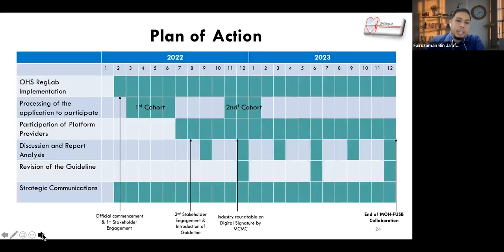For our plan of action, this is just an overview for 2022 and 2023. In early 2022, we opened and received our first cohort, and there were stakeholder engagements in February and August of 2022. Currently, we have received applications for the second cohort and are in the evaluation phase. In November, we had an industry roundtable regarding digital signature, which is one of the main issues we received input on from the platform providers. For 2023, we will continue with continuous discussion and report analysis with the platform providers, and revision of the guideline. The MOH Futurized collaboration is planned until the end of 2023, but who knows?